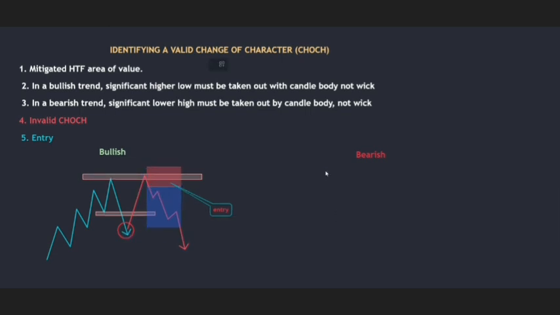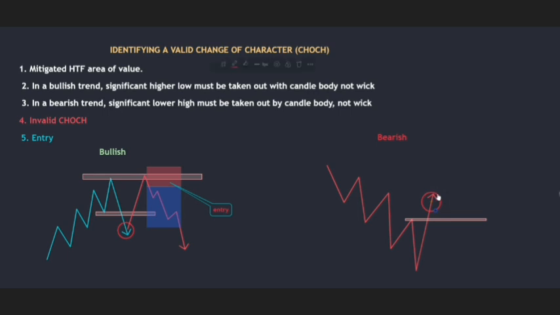A bearish trend is just the opposite. We have lower lows, lower highs, lower lows, lower highs, lower lows, lower highs, and then we have something happening like this. This would also be a valid change of character, to the downside. In a bearish trend, the change of character happened here. The lower high has been taken out. This is a lower high here. It has been taken out by this new price here, which has closed with a candle body.